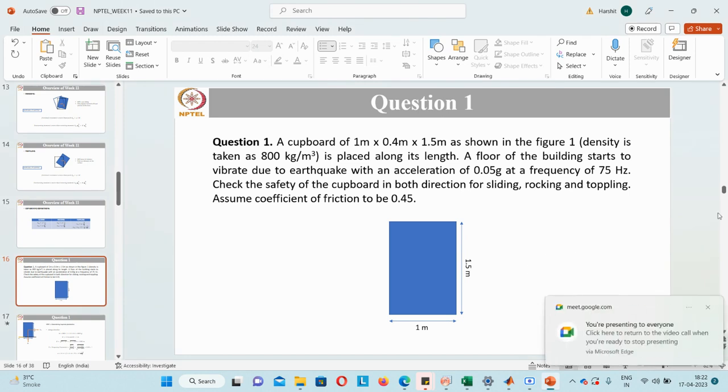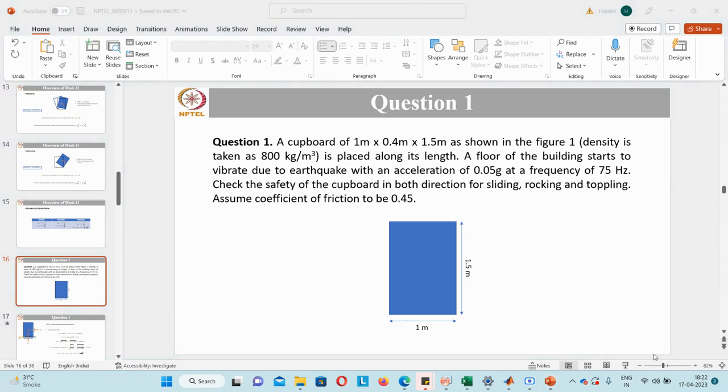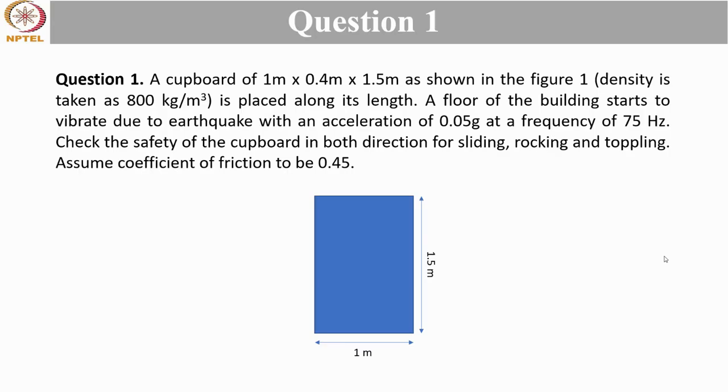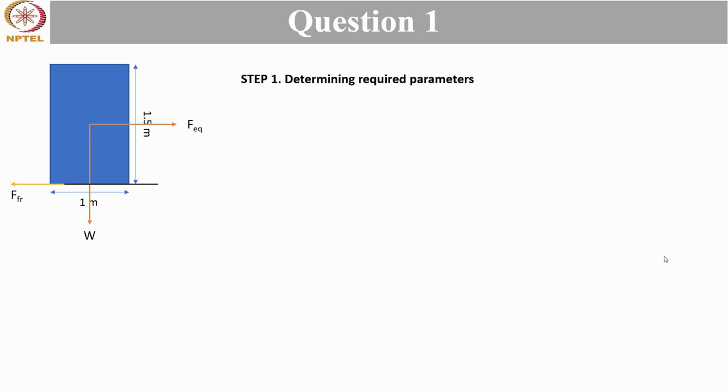Okay, so we will see the solution now. So what was given in the question? A non-structural element, its dimension is given. We know the acceleration due to earthquake ground motion and at what frequency it is occurring, and the coefficient of friction between the non-structural element and the floor of the building. So the first step is always to determine the required parameters.